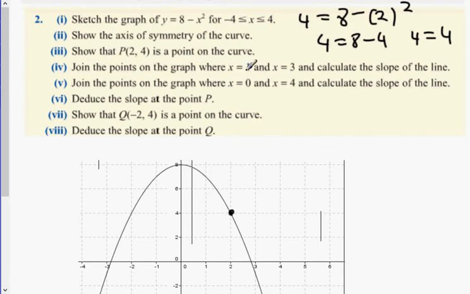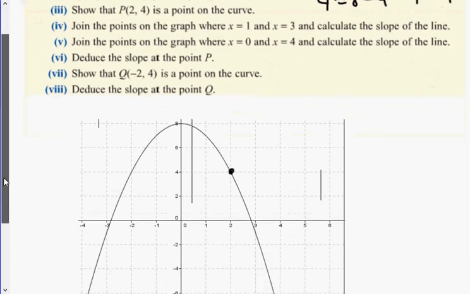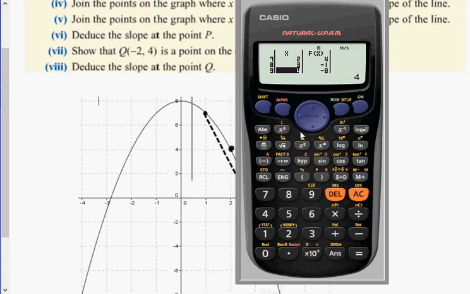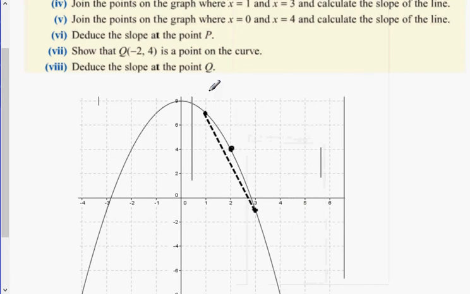Join the points on the graph where x equals 1 and x equals 3 and calculate the slope. So x equals 1 is here. X equals 3 is down here. We're just going to put in these 2 points. We know what these 2 points are, don't we? Because they're on our graph. It's going to be 1, 7 and 3, minus 1.